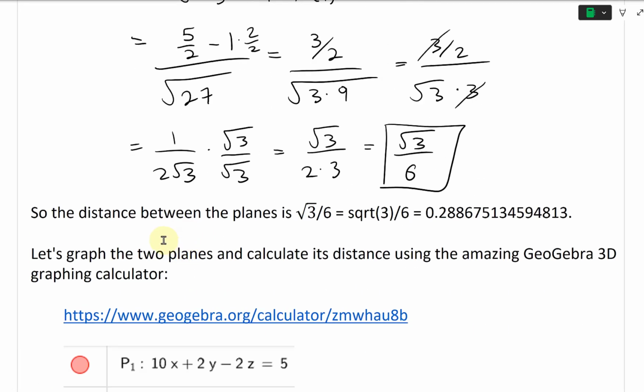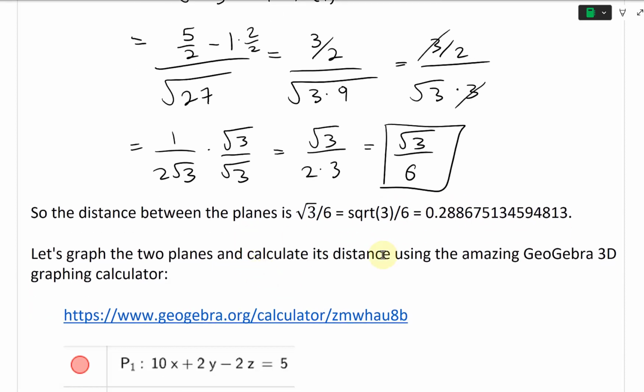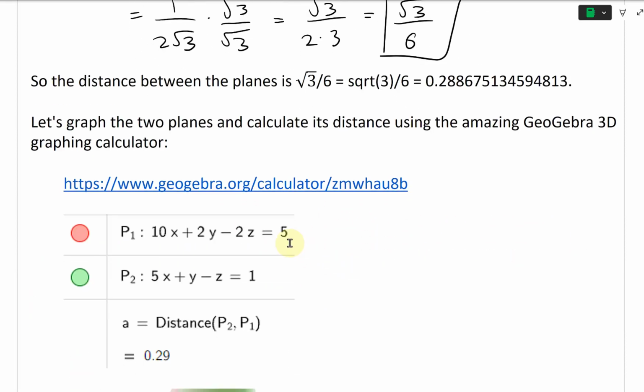Alright, and now going further, we can calculate this out. So the distance between the planes is square root 3 over 6, which equals, you can just type this out in the calculator right here, SQRT, or square root 3 over 6. And using my, again, OneNote calculator, space equals, 0.2886, etc. It keeps going on and on. It's pretty amazing, I've built in the OneNote calculator.